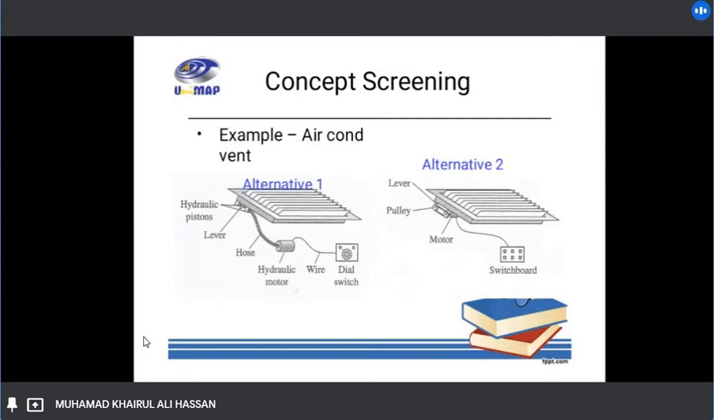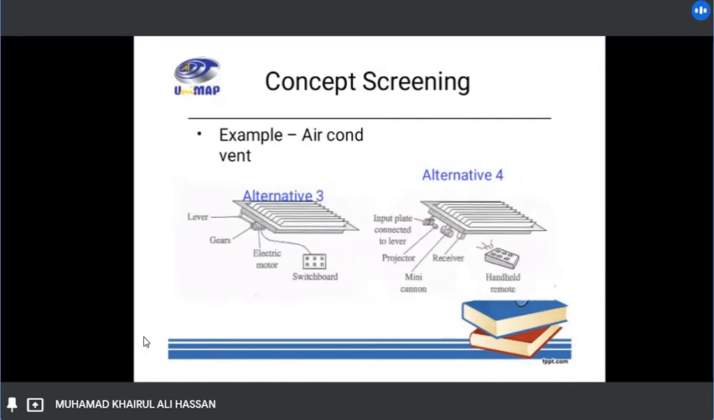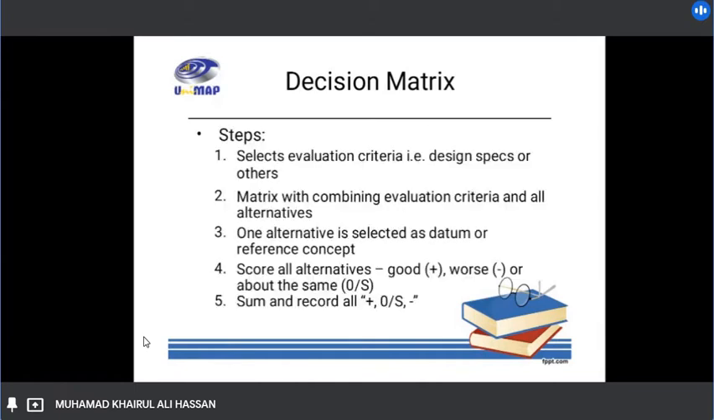Compared to alternative two, same function, same application, but different devices or different components. Same function. They have alternative 3, alternative 4, alternative 5, 6. So based on this, we need to make a decision using what? A decision matrix, also called the Pugh method. This is one method normally used to select the best concept. In a decision matrix, we systematically evaluate the alternatives based on the design specification. How do we do it in a decision matrix?